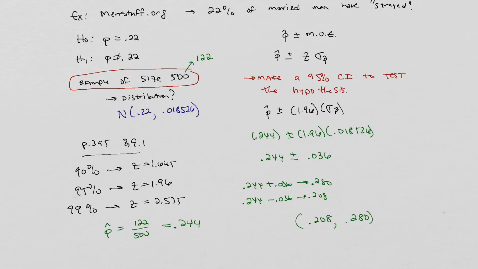So do we accept or do we reject the null hypothesis? Well, remember p is 0.22. Since 0.22, the claimed value, is in the confidence interval, we do not reject H naught.